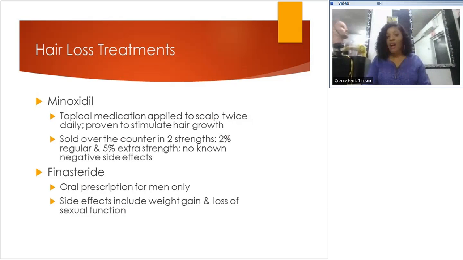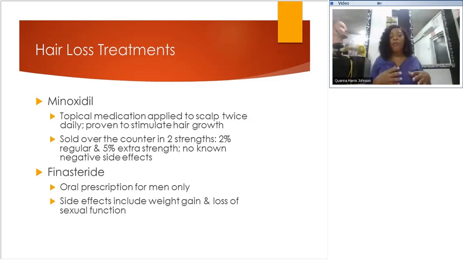Some treatments for hair loss: you can take minoxidil, and it's a topical medication that you're going to apply to the scalp twice daily. It's proven to stimulate hair growth, and it will help to strengthen the hair, and there are no known side effects.